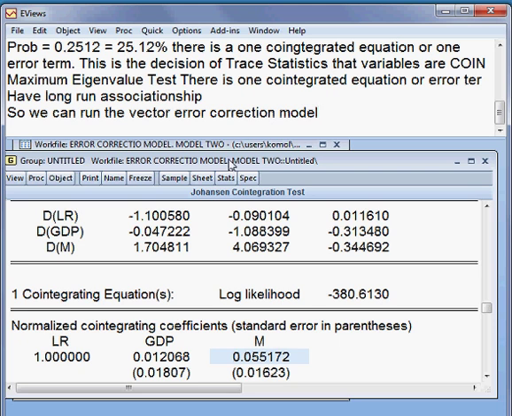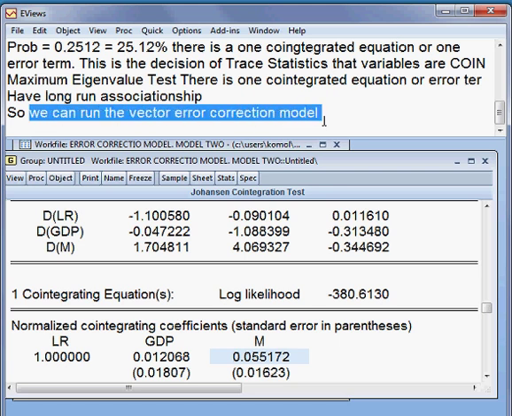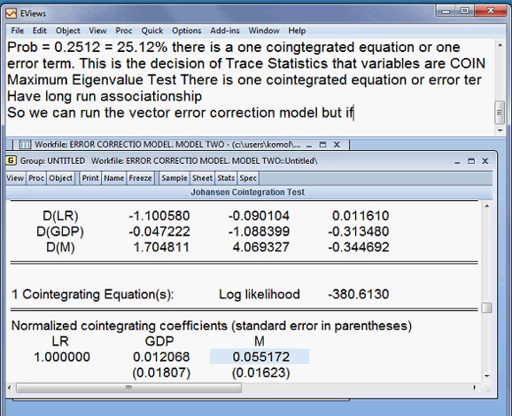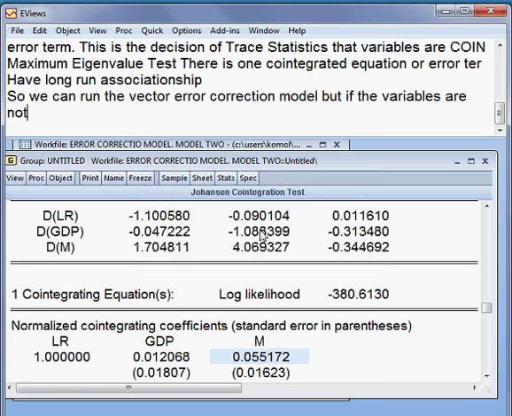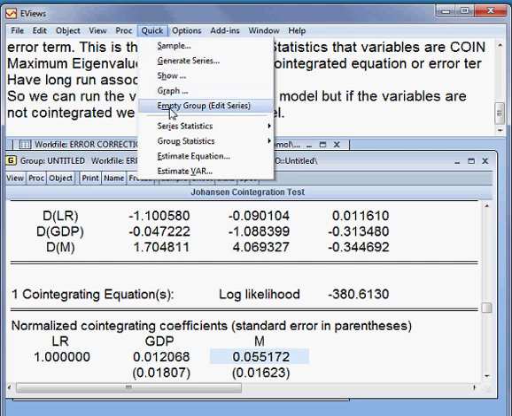So what is the guideline? The guideline is, when all the variables are co-integrated, then we can run the vector error correction model. But if the variables are not co-integrated, we should run the VAR model. So that is the normal guideline, right? If the variables are co-integrated, we can run the vector error correction model. But if the variables are not co-integrated, we should run only the VAR model. So that is the guideline. So we can run the error correction model right now.